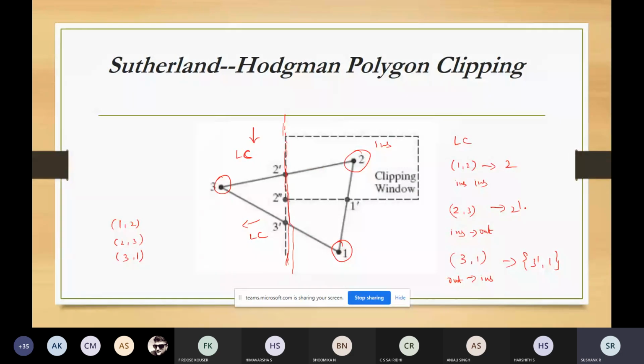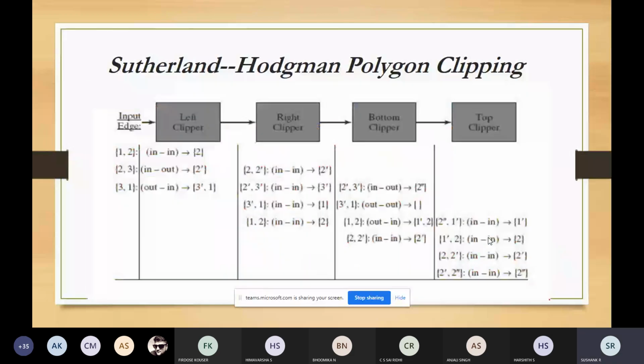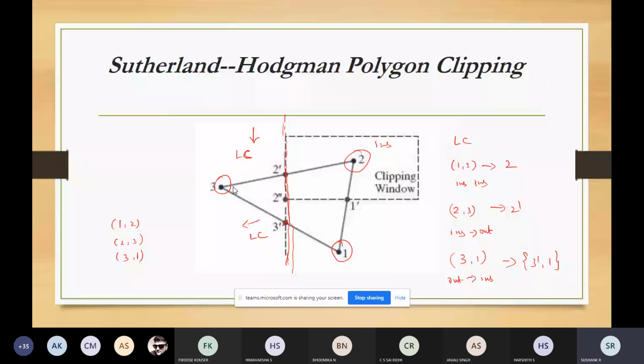Again, when one is outside and one is inside, the output will be this one: 3 dash 1. So that's why when you pass through the left clipper, this will be your output. You are passing 1 2, 2 3, 3 1, and you are getting this as the output. Any doubt whenever you are passing through the left clipper, what will happen?